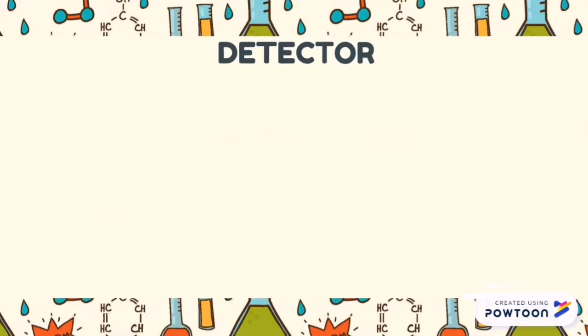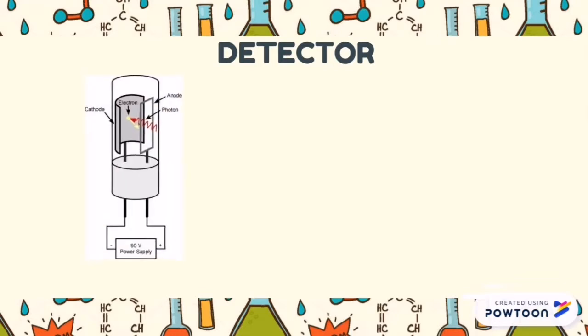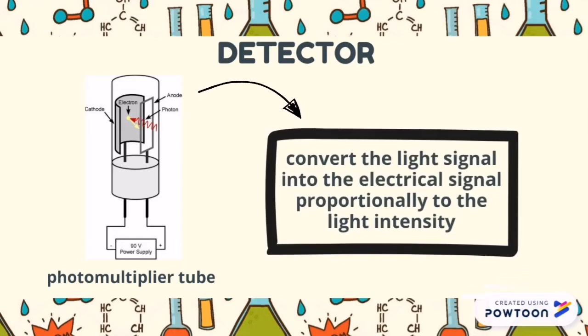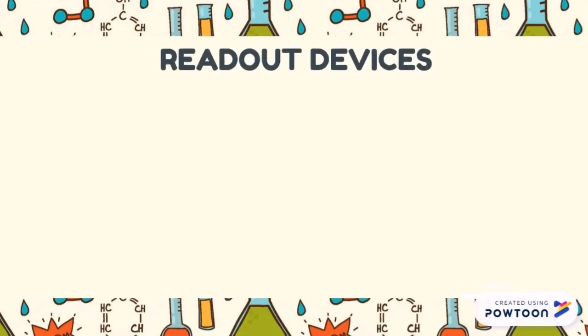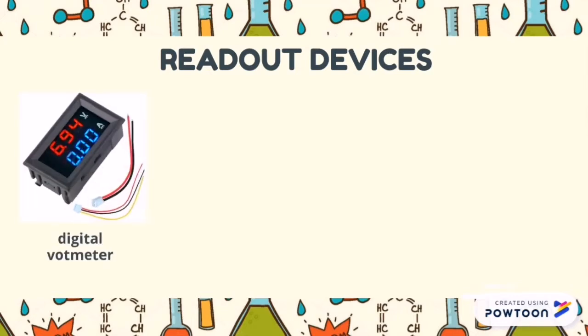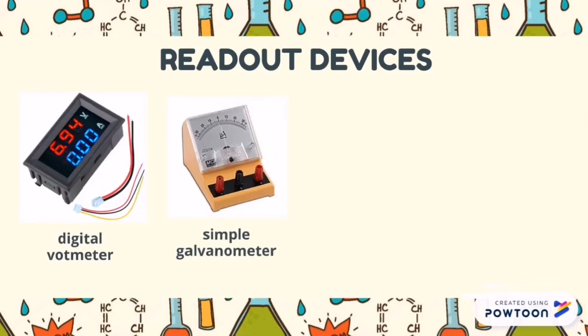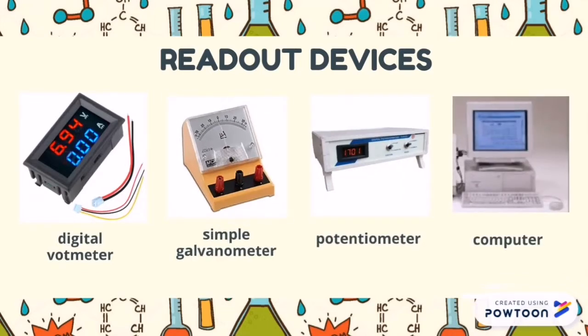Detector. The light selected by the monochromator is directed onto a detector that is typically a photomultiplier tube. It converts the light signal into an electrical signal proportional to the light intensity. Readout device. The signal could be displayed in the readout device. The examples of readout devices are digital voltmeter, simple galvanometer, potentiometer, and computer.